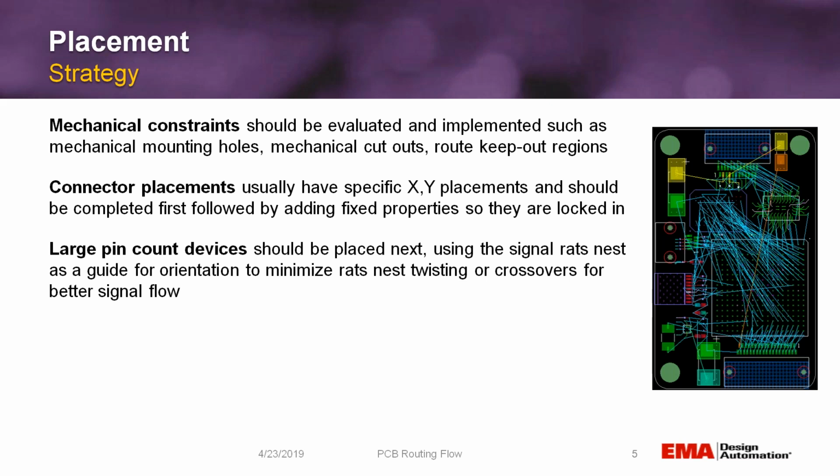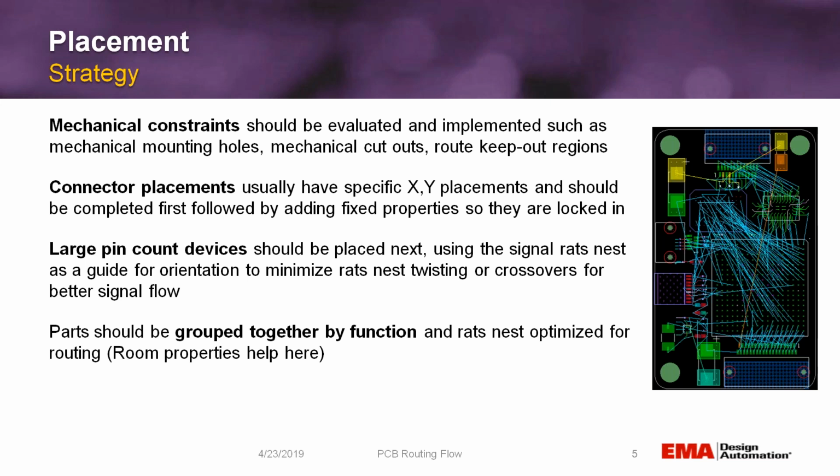Next step would be to place any large pin count devices, large BGAs, et cetera. And using the rat's nest as a guide, you can look at those signals such that you have minimized the rat's nest twisting or crossovers. The whole idea is so that you get a smooth signal flow out of the device so that you can easily route it.